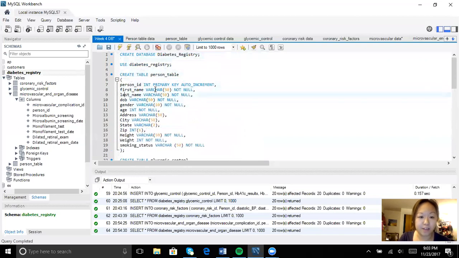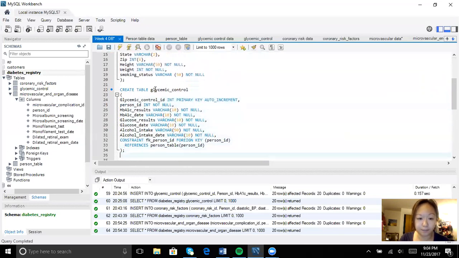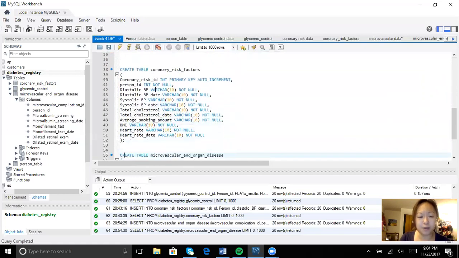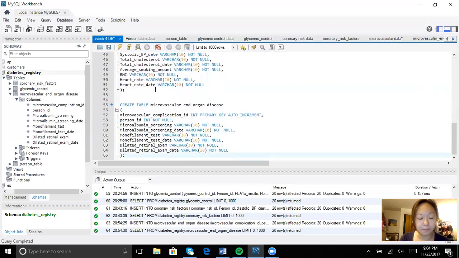So I have my person table, which is most important. That's where the person ID auto increments. And then I was able to do the person ID being the foreign key here, which referenced the person table. But I don't know what happened when I tried to add it to the coronary risk factors. It just wouldn't take, so I manually entered it for the coronary risk factors and the microvascular end organ disease.